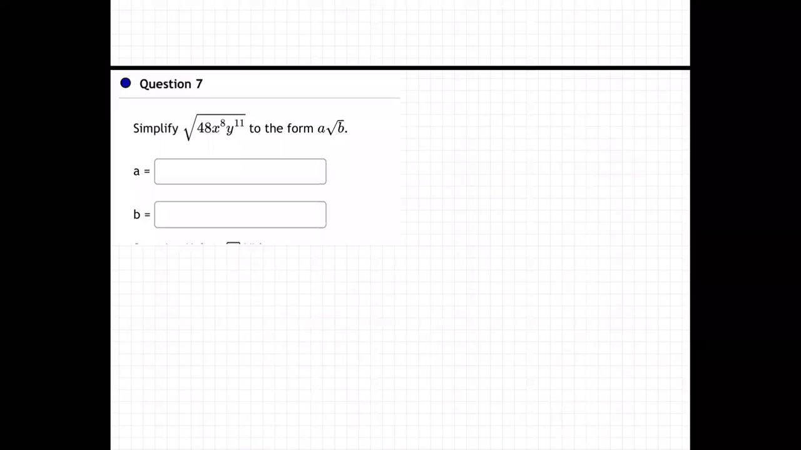Okay, so on this one, they want us to simplify this square root problem. So let me bring it over here. It's the square root of 48 x to the 8, y to the 11. So notice there's no number in the hook.